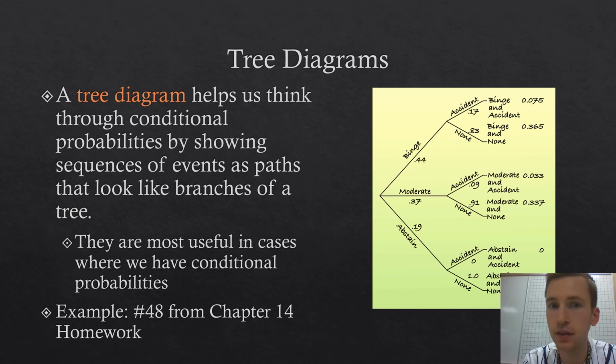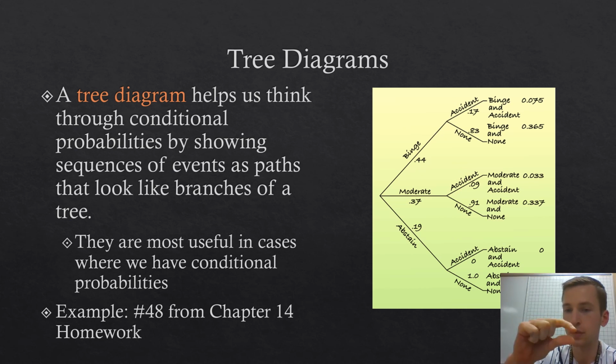So the final idea we have for probability is the idea of a tree diagram. It is just a really useful tool and diagram for us to use when we come to conditional probabilities or events that have numerous sequences to them. So we have one thing happening, then another thing happening after the fact. So they kind of look like branches of a tree. We start with two or three main events, and then we kind of branch off from there. So that's where the name of a tree diagram comes from.